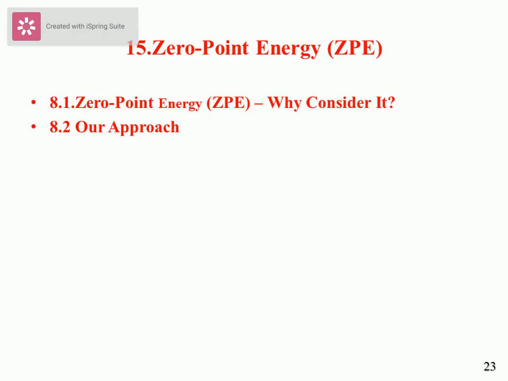Now let's talk about zero point energy, that is ZP. Why consider it? Because it is a real quantum effect. Even at absolute zero, a confined particle has some energy. This energy depends on mass. So the helium-3 and helium-4 isotopes have different zero point energies. We will now show you how we created our model.